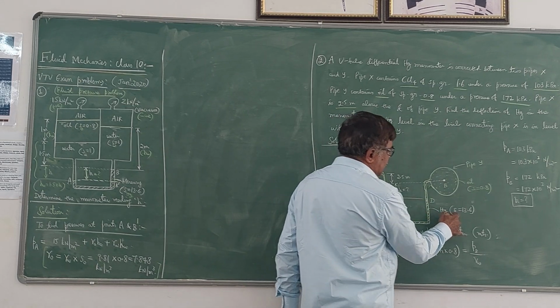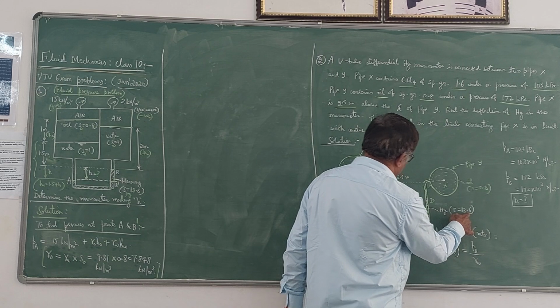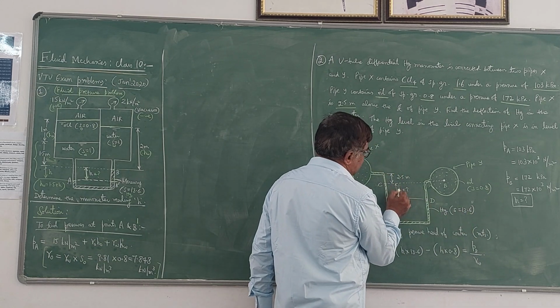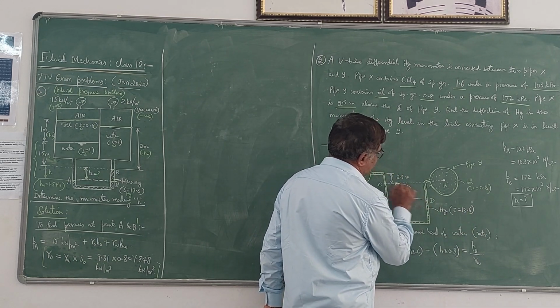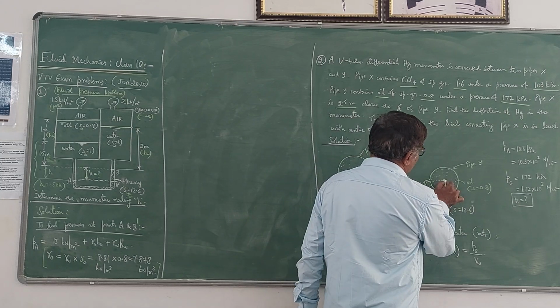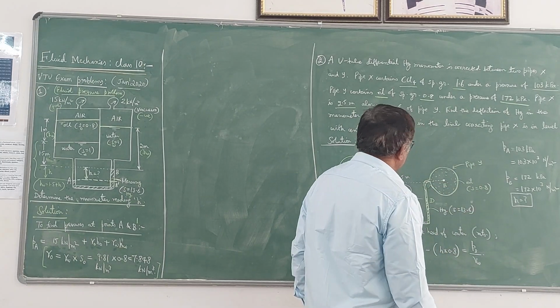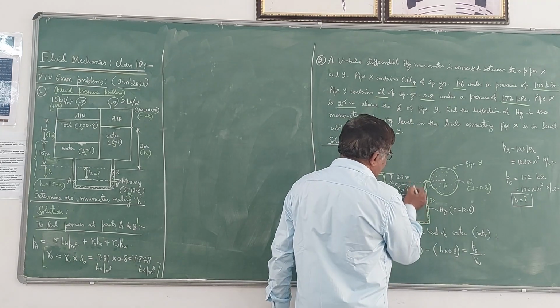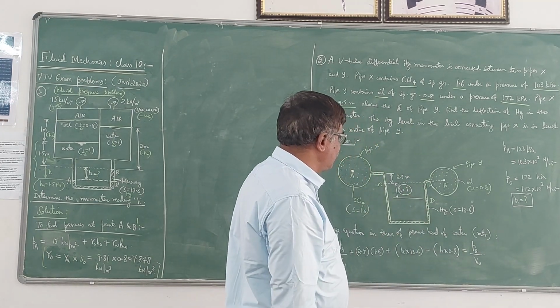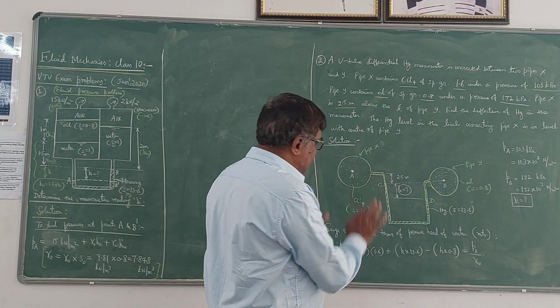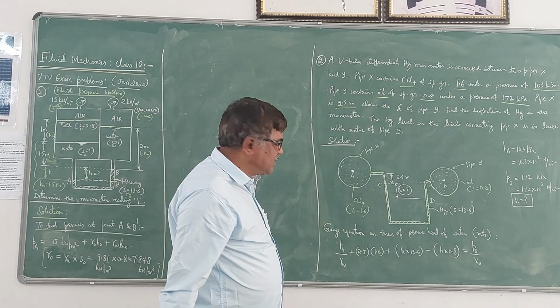Specific gravity is 13.6 for that mercury, and the difference in elevation is H, which is the unknown, which we have to find out. From D to B, you have oil, that is given. Specific gravity is 0.8, and once again the difference is H only here. D to B, difference is H only. Now by knowing this, you can start writing the gauge equation.